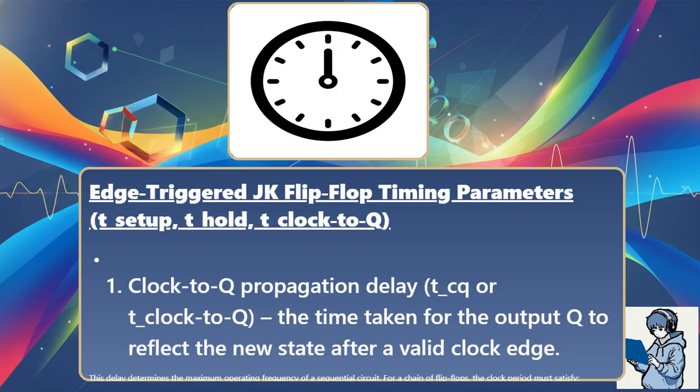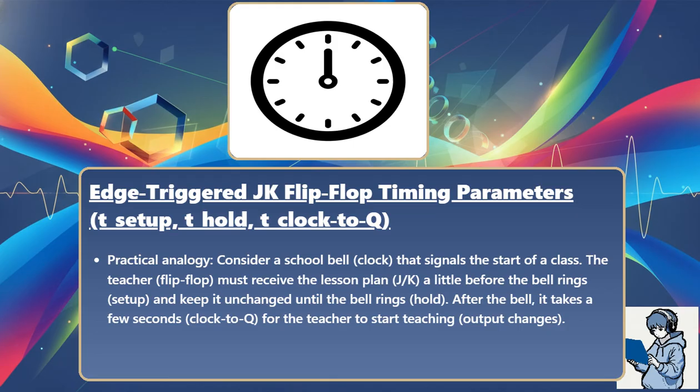Clock to Q propagation delay, T_CQ, the time taken for the output Q to reflect the new state after a valid clock edge. This delay determines the maximum operating frequency of a sequential circuit. For a chain of flip-flops, the clock period must satisfy T_clock greater than or equal to T_CQ max plus T_logic max plus T_setup, where T_logic max is the worst-case combinational delay between flip-flops. Practical analogy: consider a school bell clock that signals the start of a class.